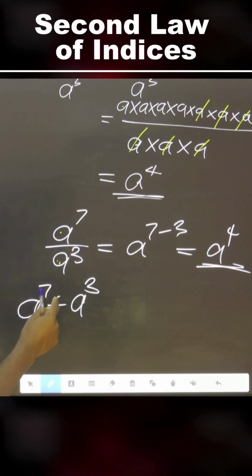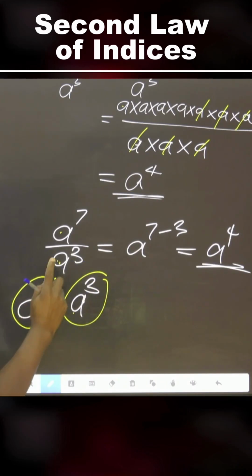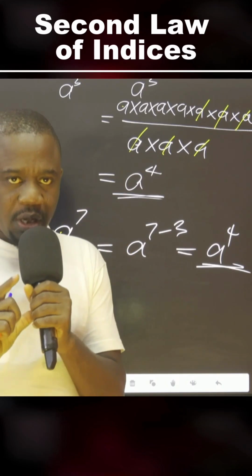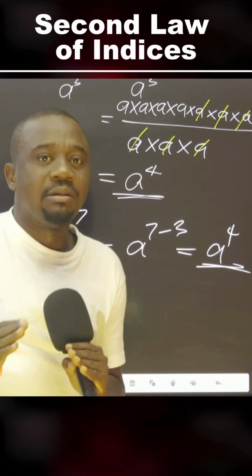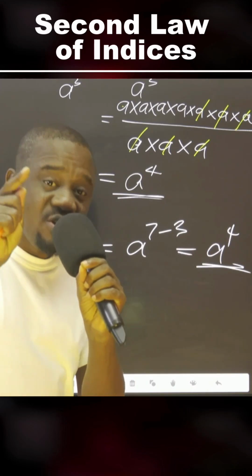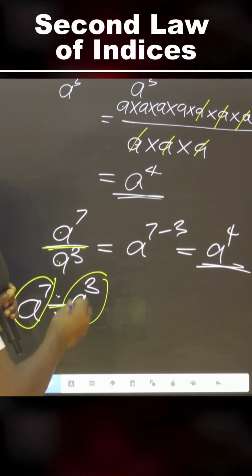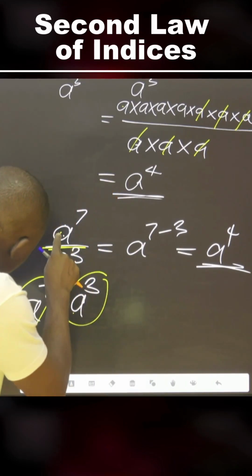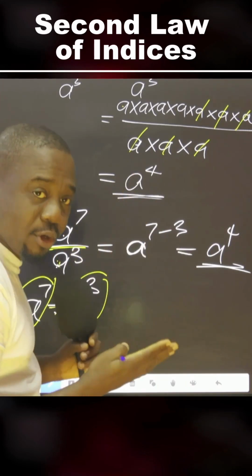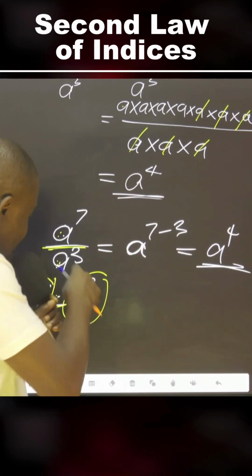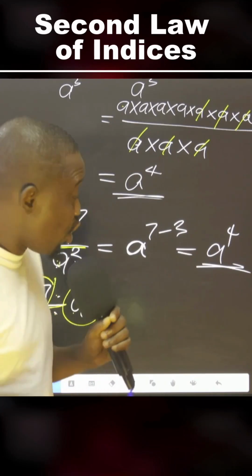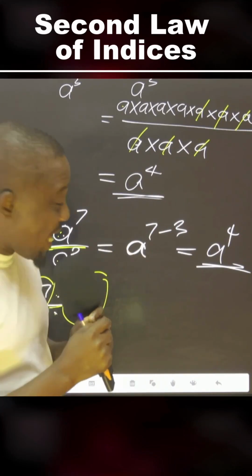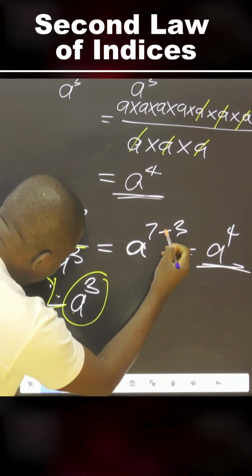So the law is saying, if there is something like this, with the same base like this, and there is division separating them, if you want to make it 1, use minus for these guys. What are we saying? This family and this family, they want to come together. Use one of them to carry them, because this one is carrying 7, a is carrying 3. Use one of them to carry them. Then, for these children, use minus to separate them.